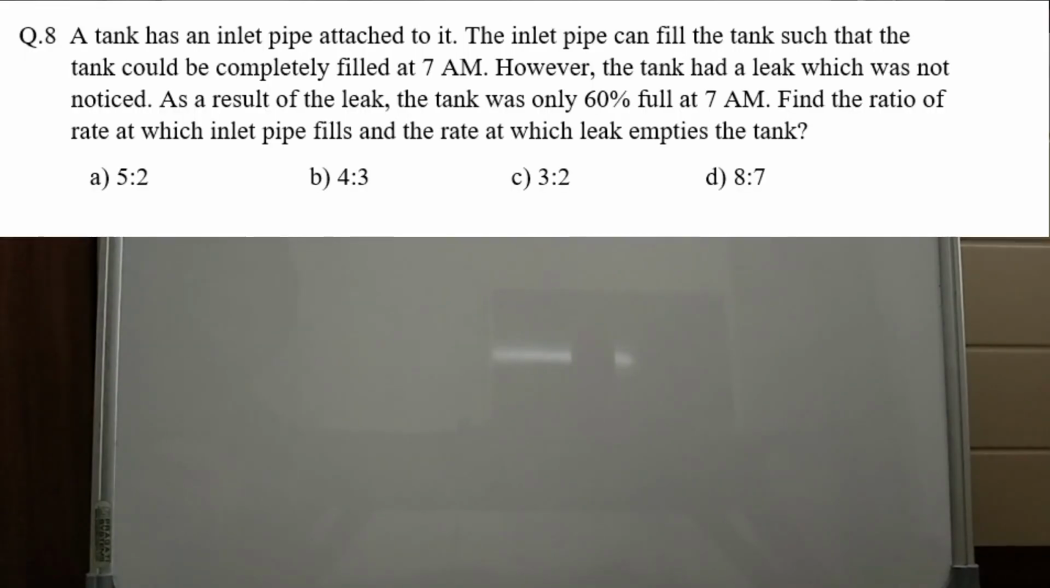Okay, so the next question says, a tank has an inlet pipe attached to it. The inlet pipe can fill the tank such that the tank could be completely filled at 7 am. However, the tank had a leak which was not noticed. As a result of the leak, the tank was only 60% full at 7 am. Find the ratio of the rate at which the inlet pipe fills and the rate at which the leak empties the tank. So basically at the end of the day, I have to answer the ratio.